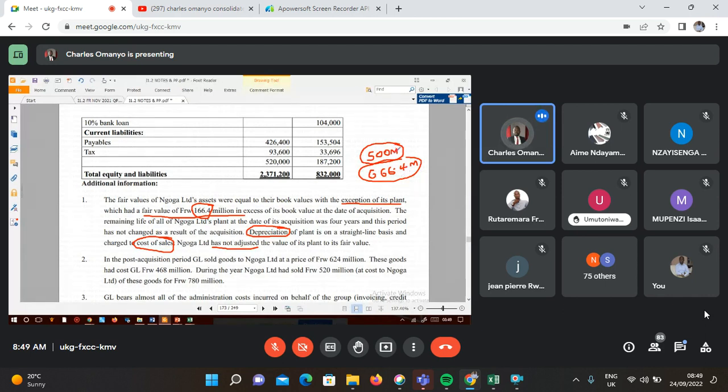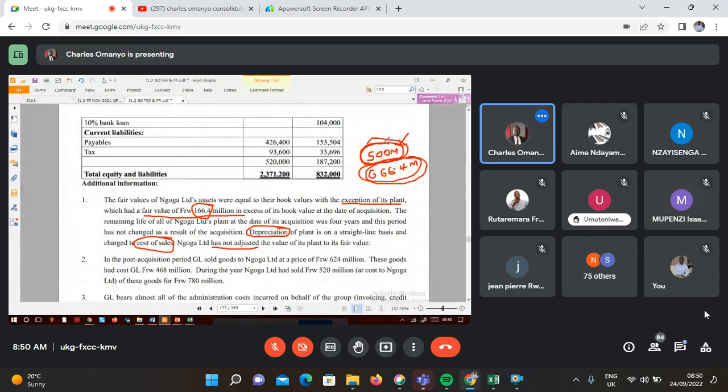Now, what do we mean? It means when you are calculating the value of the plant at the end of the year in the balance sheet, you are calculating it based on 500 million instead of 666.4. What does that mean? When you are calculating depreciation, you are basing it on 500 million instead of 666.4. It means depreciation was understated. Do you understand the understatement? Yes. Why is it yes? Let us all mute once you have given a response.